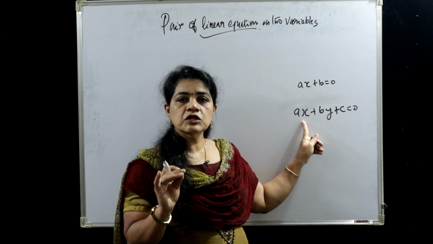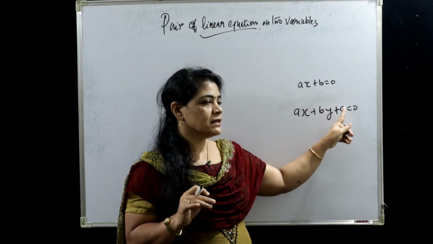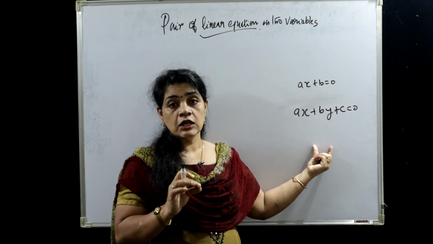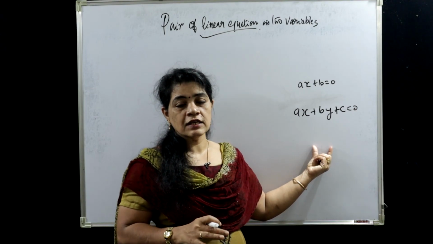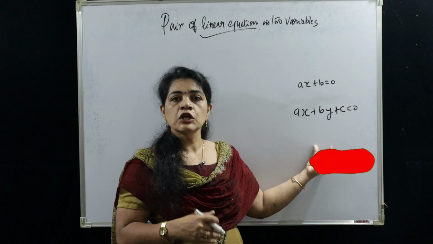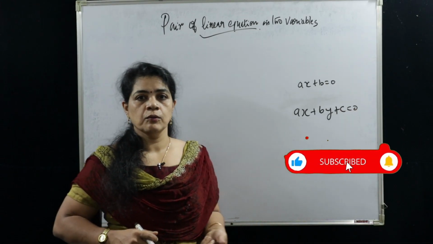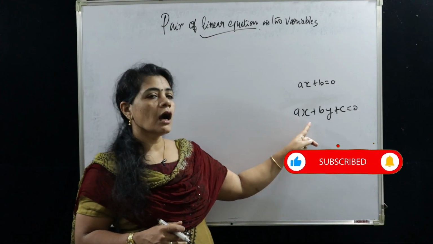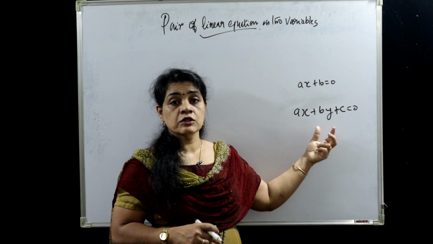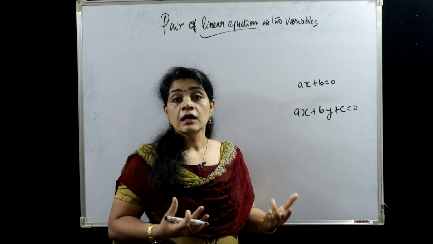But in a linear equation in two variables, see, ax plus by plus c equal to 0. This is the general form of a linear equation in two variables. Sometimes you get the constant on the RHS, so you can take that to the LHS and make the RHS equal to 0. And you know that the graph of this linear equation in two variables is always a straight line, and it has infinitely many solutions.